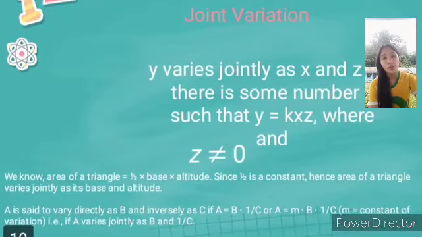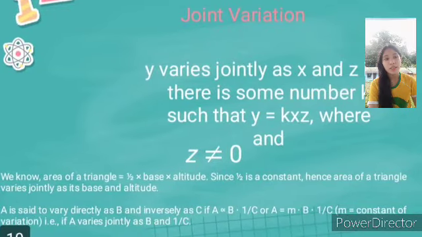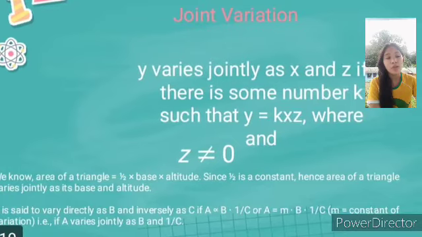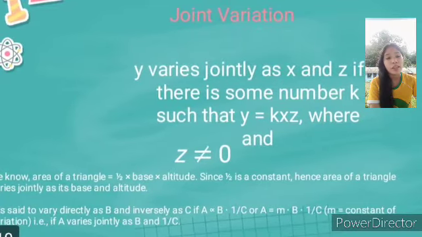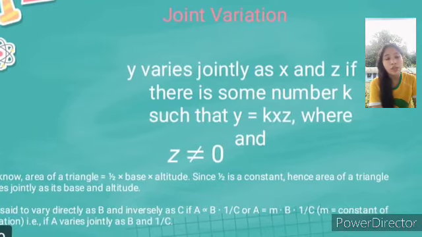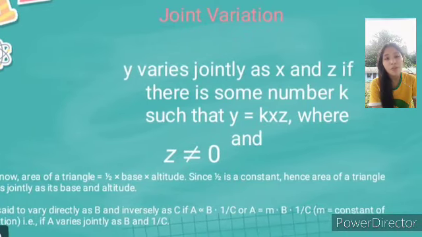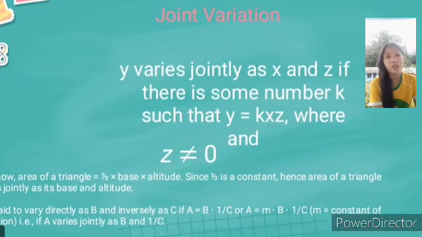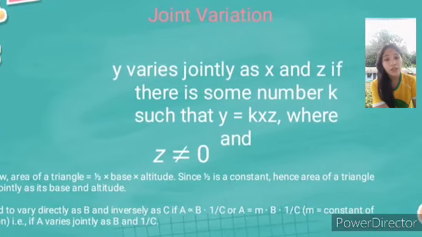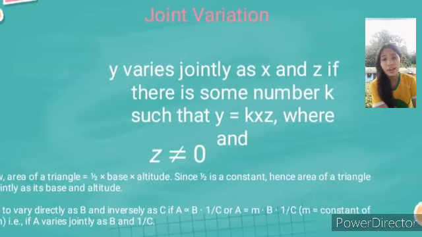Joint variation. Y varies jointly as x and z if there is some number k such that y is equal to kxz, where x and z are not equal to 0. We know that the area of a triangle is always 1/2 times base times altitude. Since 1/2 is constant, the area of a triangle varies jointly as its base and altitude.